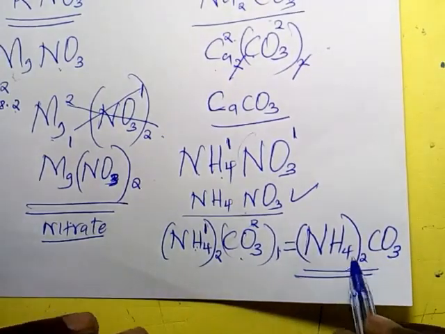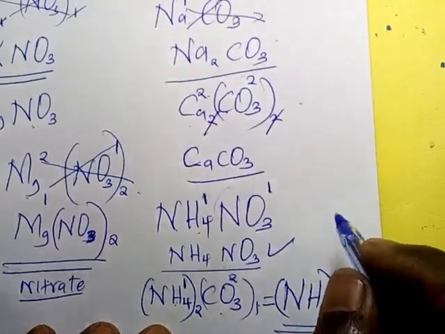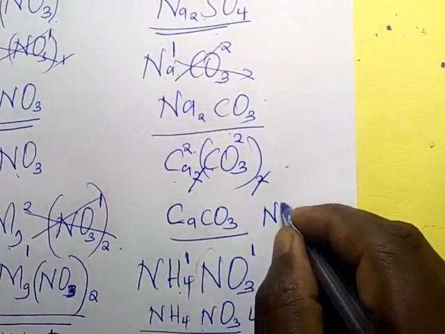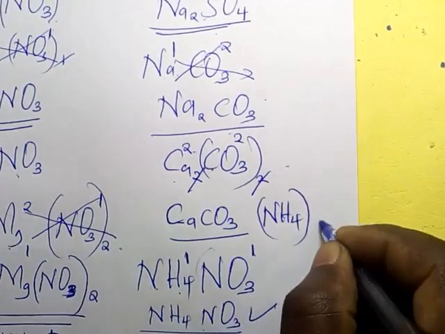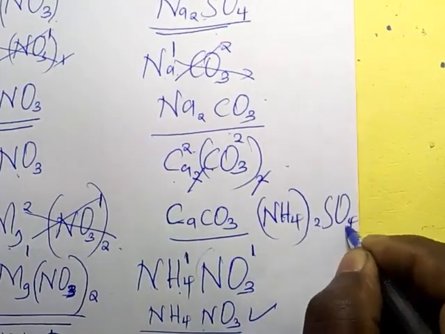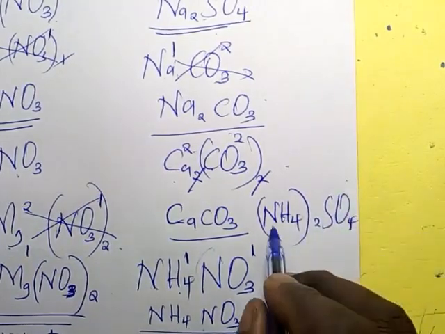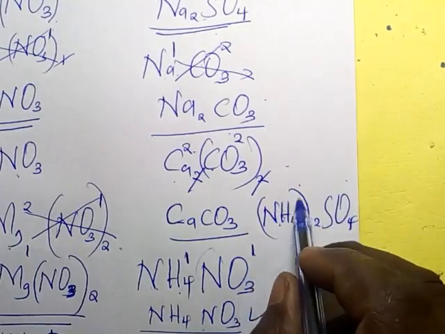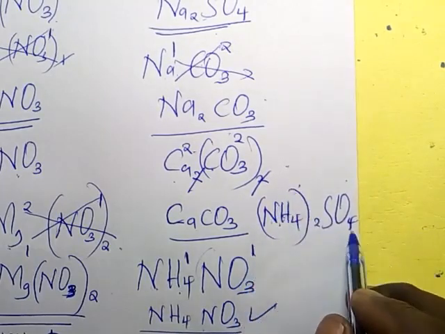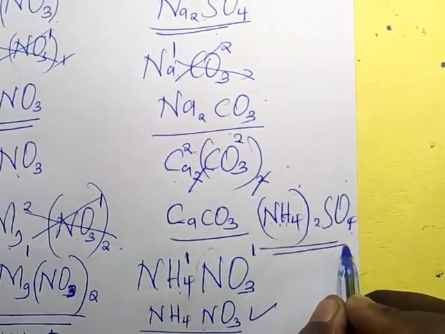Ammonium sulfate is the same, like this. So ammonium sulfate is NH4 bracket 2 sulfate, because the sulfate has a valence of 2 and the ammonium ion has a valence of 1.